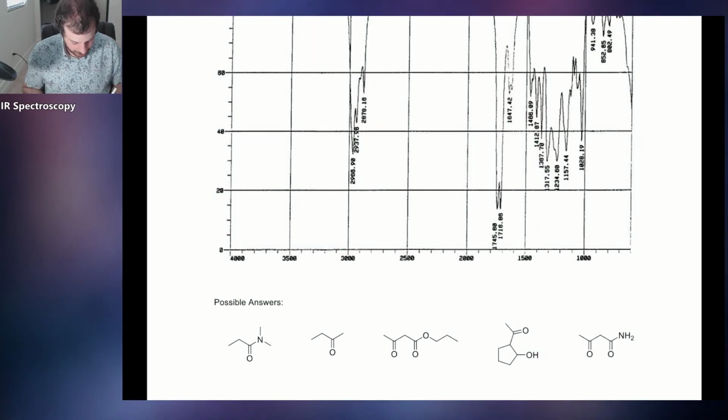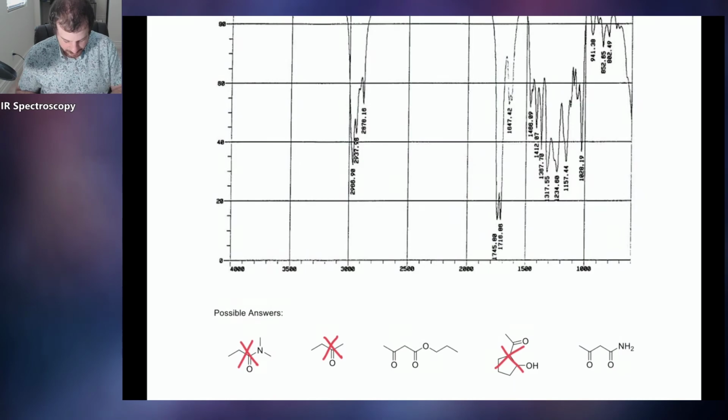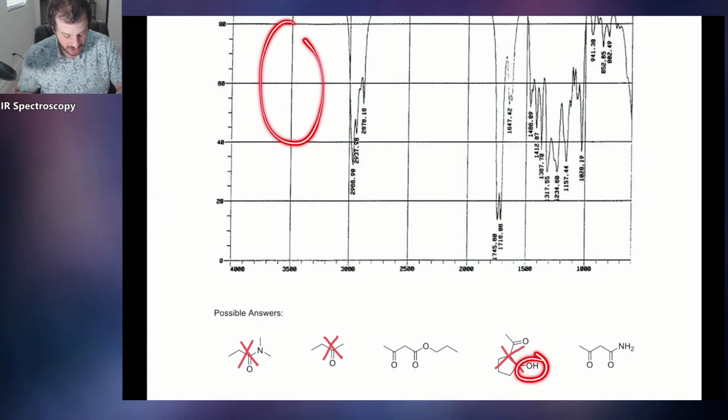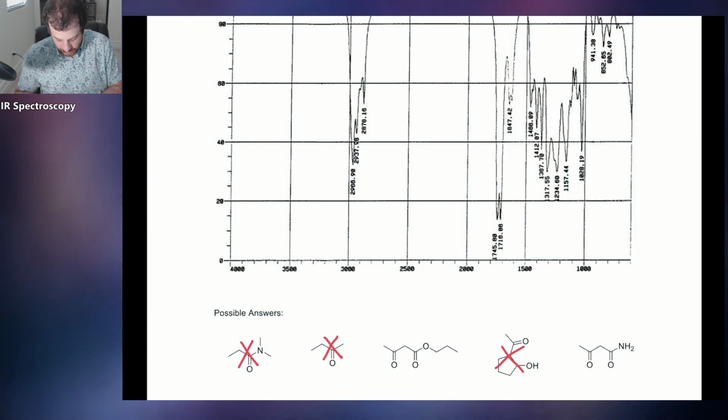For example, this compound here has only 1 CO double bond. This compound here has only 1 CO double bond. This next one here has 2 CO double bonds. This one here has only 1 CO double bond, and also it has an alcohol. It has an alcohol here. We would see a big tongue if this were the answer, so we know that's definitely not it. And here's another one with 2 CO double bonds. So it's going to be between 3 and 5.